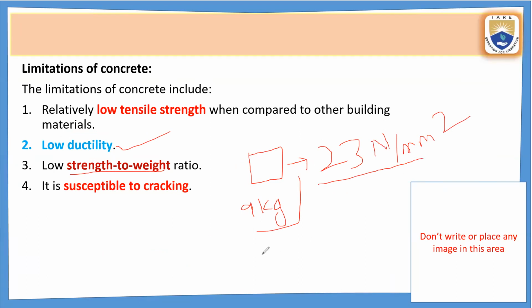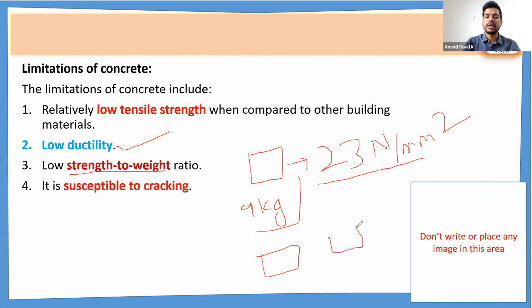But if you compare with wooden material or any other metal material, the weight of that material may be less compared to concrete, but it may give almost the same strength. We cannot say it will give around 23 newton per mm square, but it will give the same strength. Or compared to the weight, the strength ratio will be more.